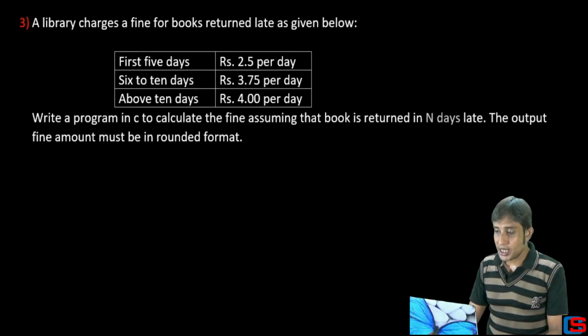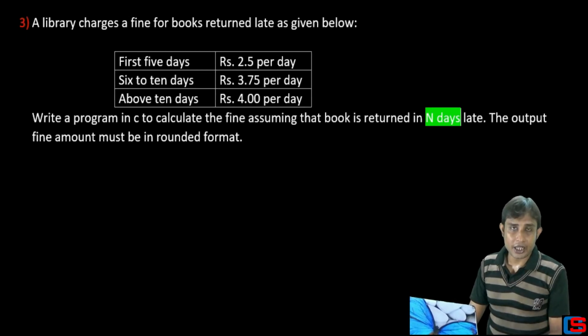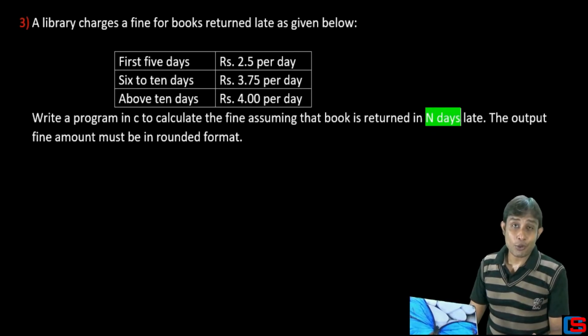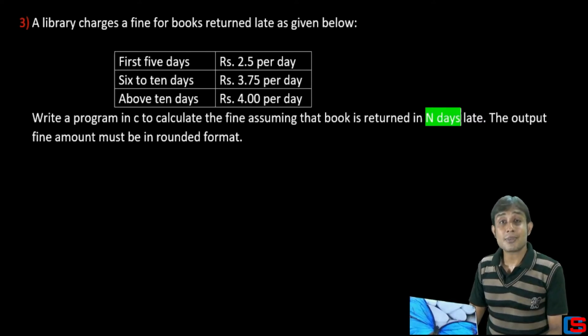So n days means the value is entered by the user, and after the user enters the number of days, you are going to check the total fine amount. The output amount must be in the rounded format. If it becomes fractional, it must be rounded. Suppose it becomes 7.25, then it becomes 7, and if it becomes 7.95, it becomes 8.